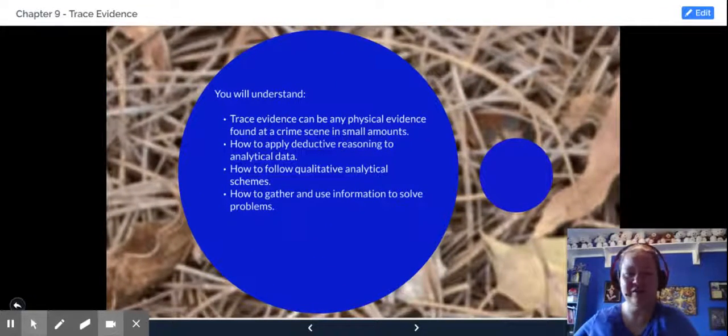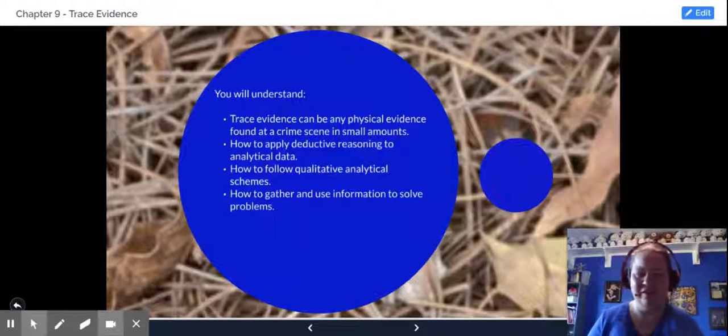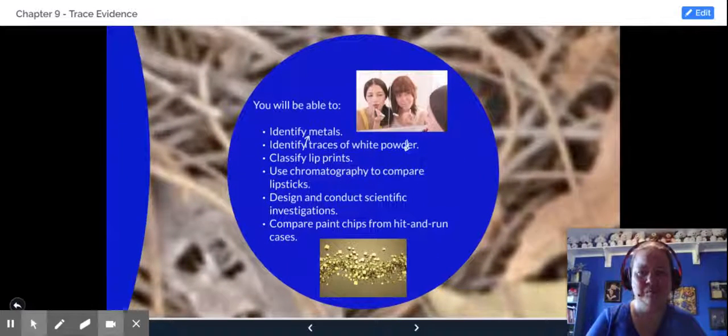All right, so we're going to talk about trace evidence and how trace evidence is essentially small evidence that gets found at a crime scene, and how we're going to talk about deductive reasoning with the analytical data, how to follow qualitative analytical schemes, and how to gather and solve problems. Okay, we're going to talk about how to identify metals, classify lip prints, use chromatography to compare lipsticks, and so like that. Other experiments we won't be able to do.